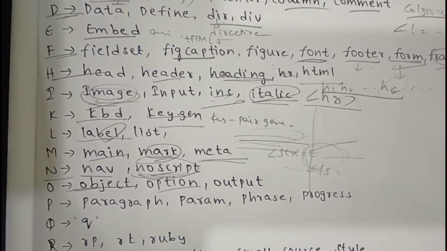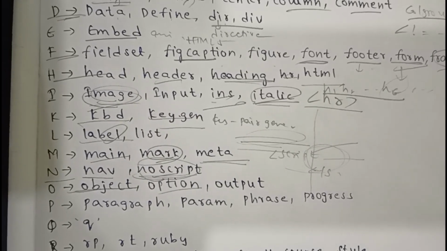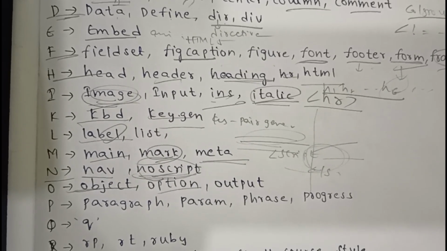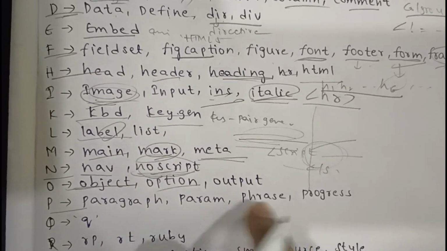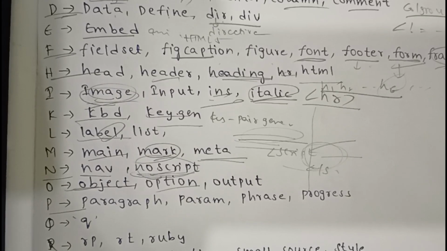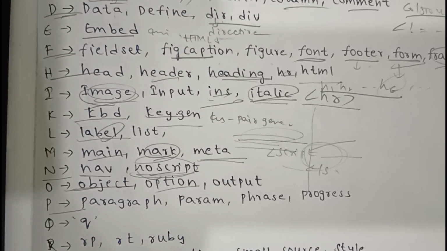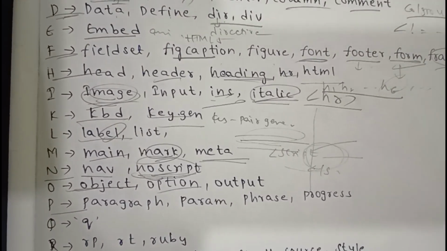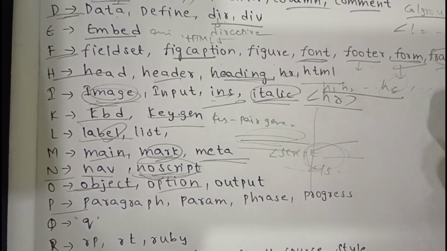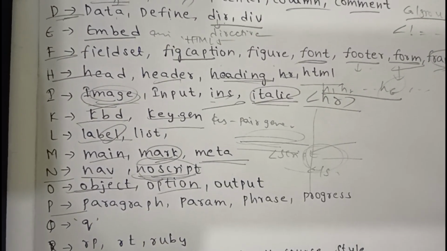Next, output. What is output? Output is used to represent the result of a calculation performed by the client side, such as JavaScript. Okay. Paragraph. In P we have paragraph, param, phrase and progress. What is paragraph? It defines a paragraph. These have both opening tags and closing tags. As I said in the introduction, it has an opening tag and a closing tag.